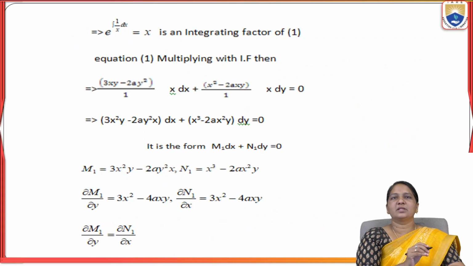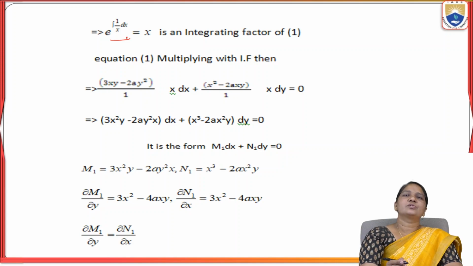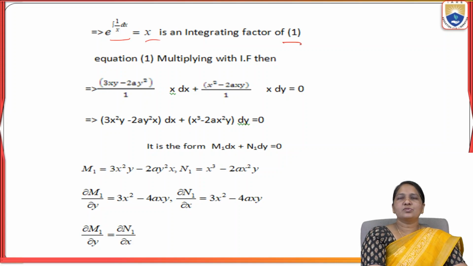We can see it here in the same way: e power integral 1 by x dx is equal to x. This is the integrating factor. So what is the use of the integrating factor? Here we are going to convert the non-exact differential equation into an exact differential equation by multiplying with the integrating factor. That's why we calculated the integrating factor here.